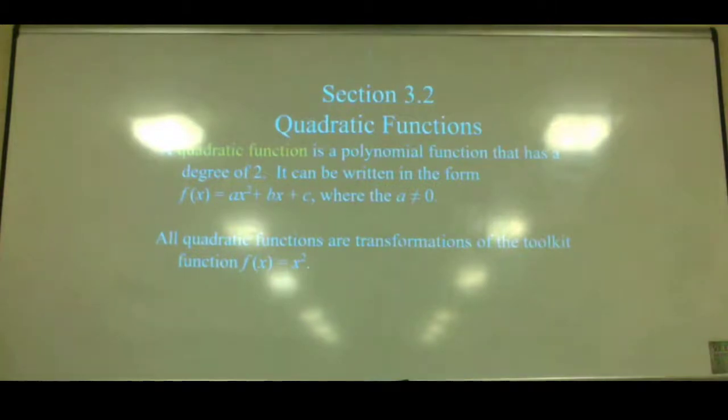And if you remember what that looks like, that's that U shape. It's called a parabola. And so they're all going to have this U shape. They might get moved left and right, or up and down, or stretched and shrunk, or reflected, but they're all going to have this sort of a U shape when we talk about these quadratics.